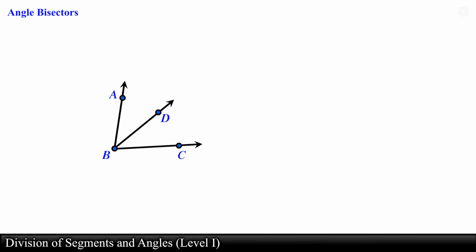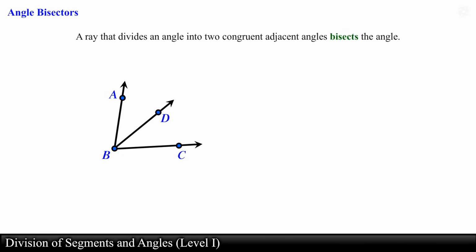Alright, now let's talk about angle bisectors. An angle, like a segment, can be bisected. A ray that divides an angle into two congruent adjacent angles bisects the angle.